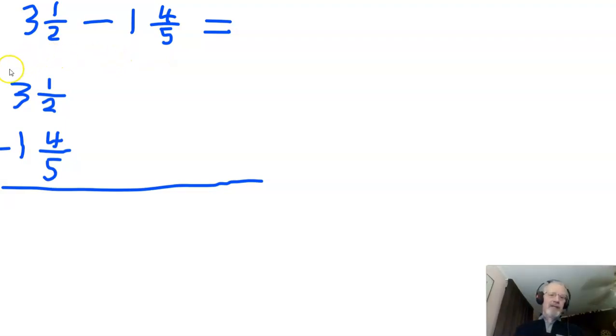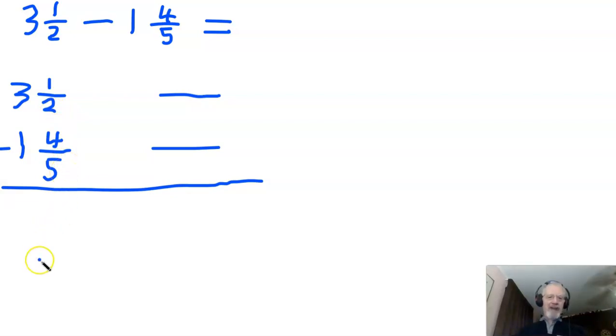So the first thing I did was I set it up like this, up and down, not sideways. And you'll see why I set it up and down, because I have halves and I have fifths, and I can't subtract halves and fifths, and so I need a common denominator. I need the right tool. I need a common denominator. And so I need the same number under this fraction bar as under this fraction bar, not halves and fifths.